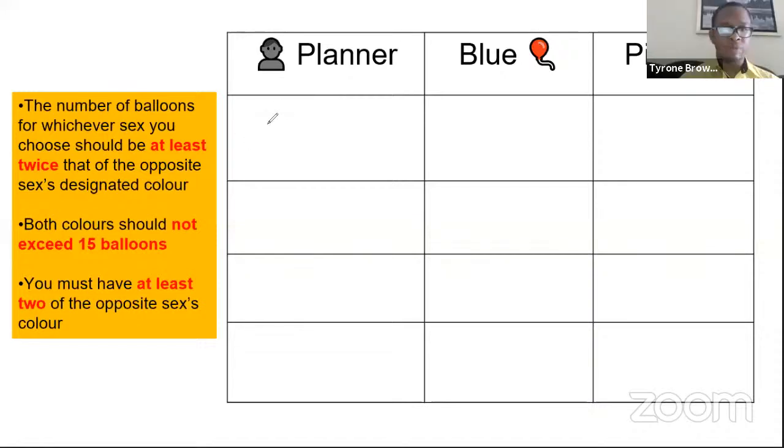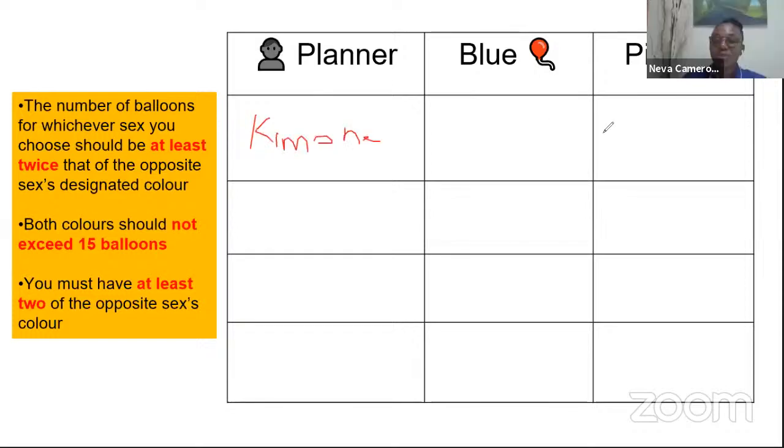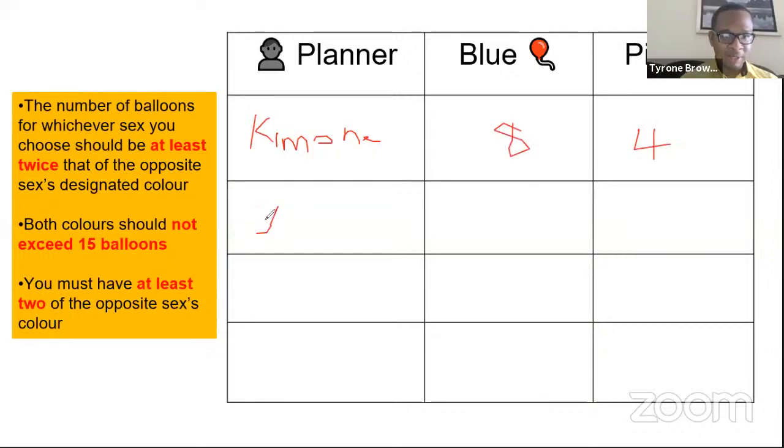So Kimon. Right. Kimon is saying, how many blue? And they're rolling in now. 8 blue, 4 pink. Okay. And I'm going to go with Shamir. Shamir says 10 blue, 5 pink. Shamir. Okay.